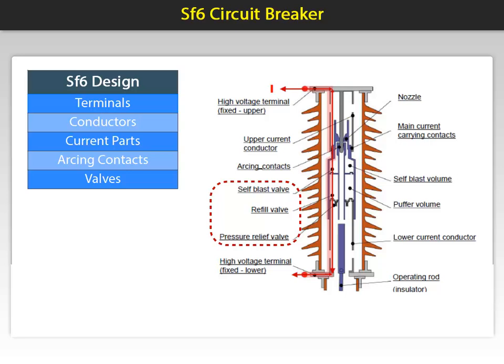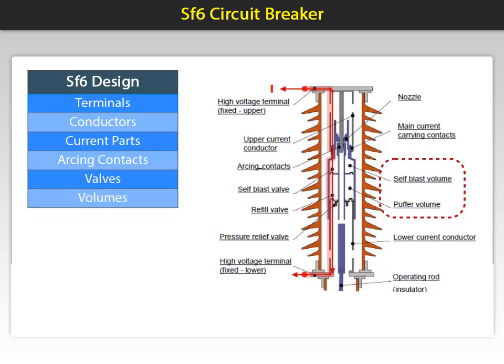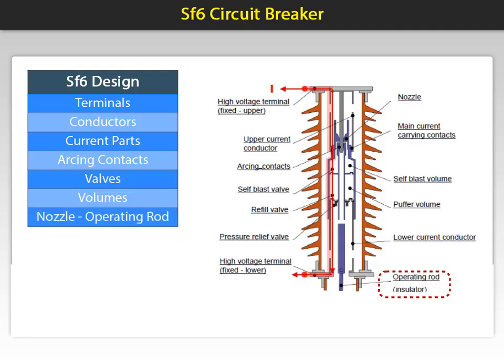The self-blast and puffer volume are the two arc assist interrupters. The blast volume is thermal and the puffer volume is the compression volume. The nozzle helps with the arc quenching. The operating rod assists with moving the lower conductor. Here is the basic operation.